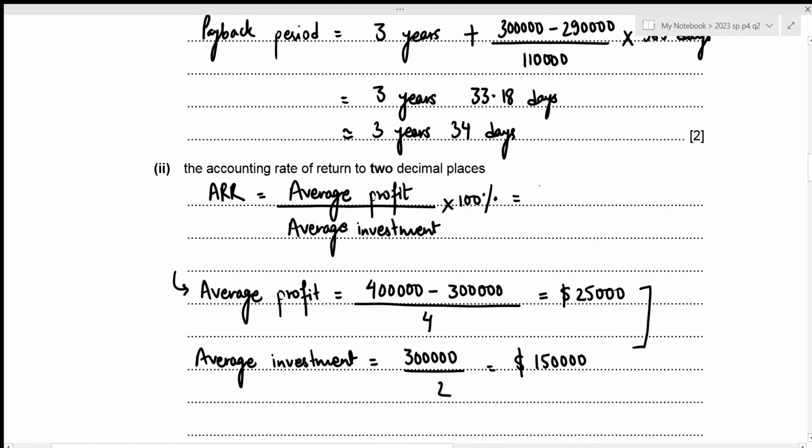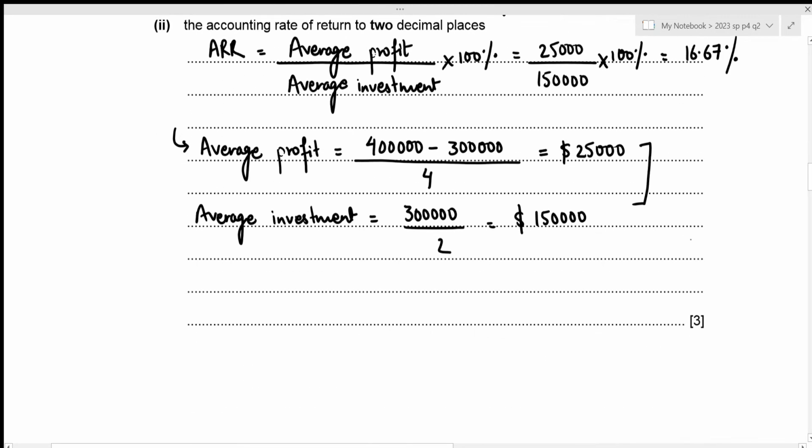Now we just substitute these two values and figure out the accounting rate of return. The average profit is 25,000. The average investment is 150,000, times 100%. And this results in our accounting rate of return having the value of 25,000 divided by 150,000 times 100%, which results in 16.67%. And this is greater than the cost of capital, which was 10%. So the accounting rate of return suggests that we should be investing in this project. Let's move to the next part.